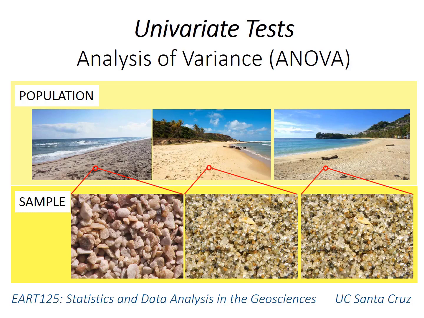In the previous video, you learned about the t-test, which is used to test for differences in the mean between two samples. But what if you have more than two samples? Like, say, testing for differences in mean sand size on 3 different beaches, or 4 or 5 or 10 or however many. That's where ANOVA, or analysis of variance, comes into use.